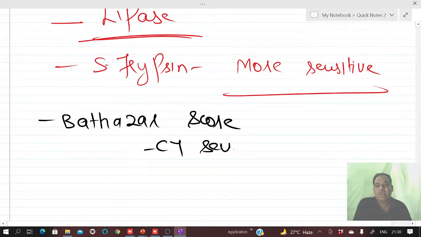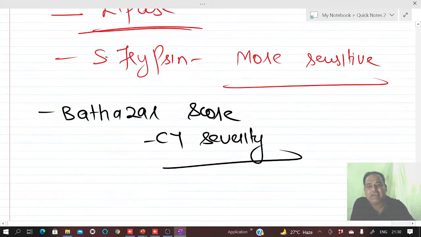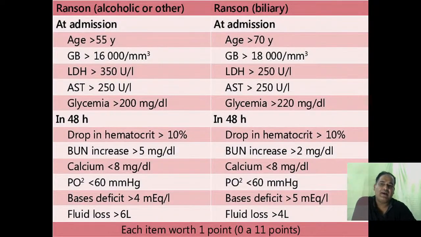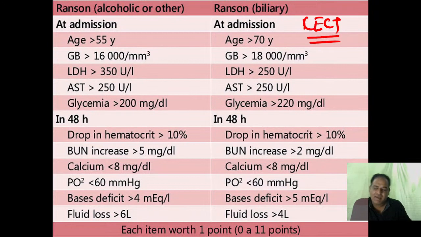Baltazar score is based on the CT severity index. Why? Because the investigation of choice here is CT scan. Fine. MRI is also sensitive. Now, these are the different prognostic criteria. They will be able to tell you how your patient will perform while you're managing the patient, fine.